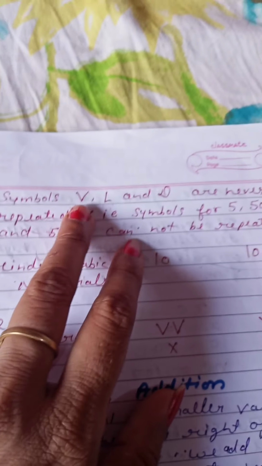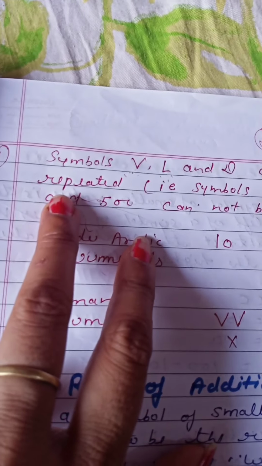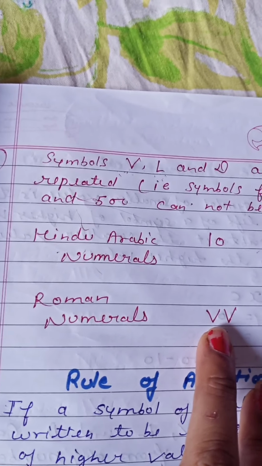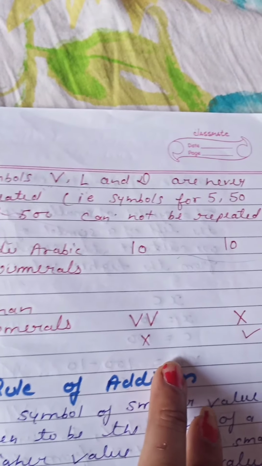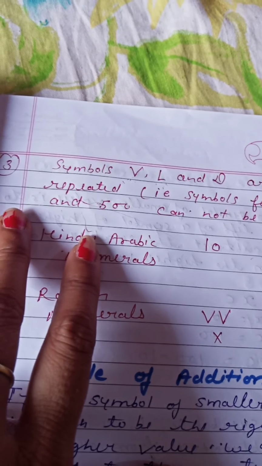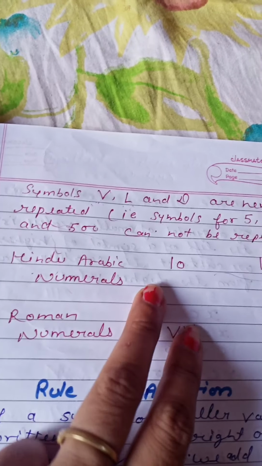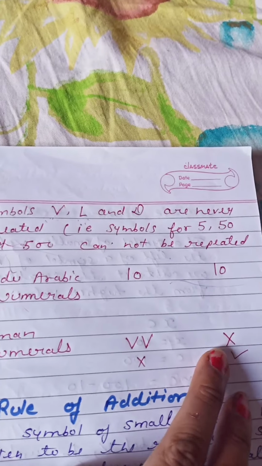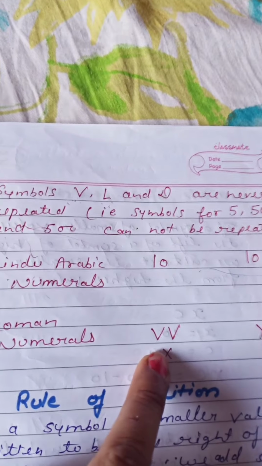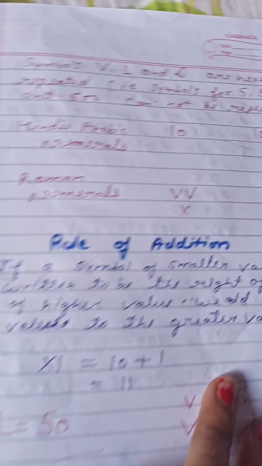Now symbols V and L are never repeated, so we cannot write VV. It is wrong. And we cannot repeat LL. It is also wrong. So symbols V and L are never repeated. In Hindu Arabic numbers, 10 is written as X. This is correct. 10 is written as X. And VV is wrong.